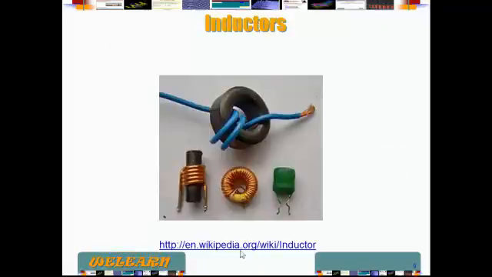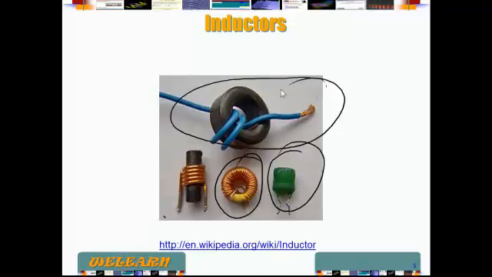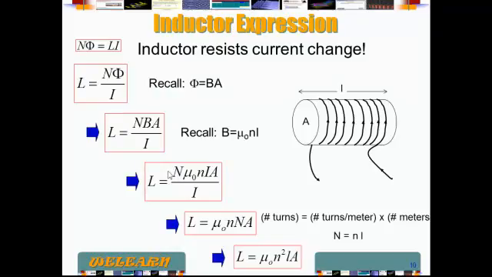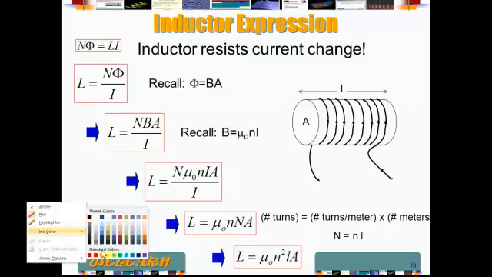Now, in real life, inductors might look like this. This is one type, where actually the coils are hidden, so it might look somewhat like this. Sometimes you make inductors yourself if you have the core. This is another inductor. One might ask, what is the expression for the inductance?